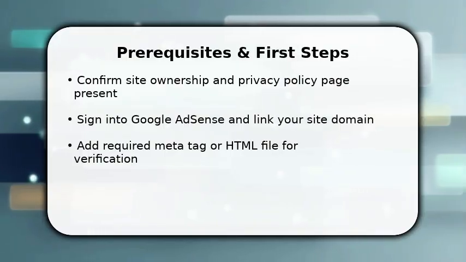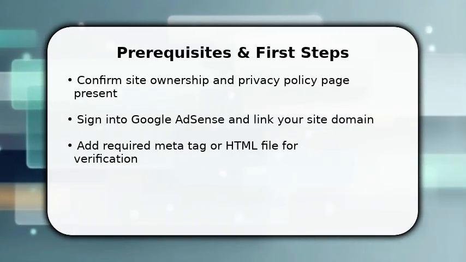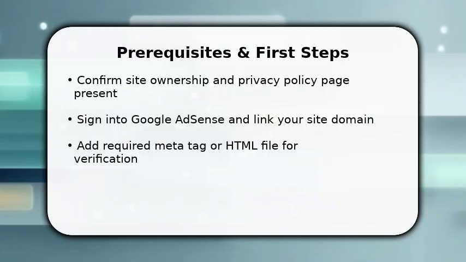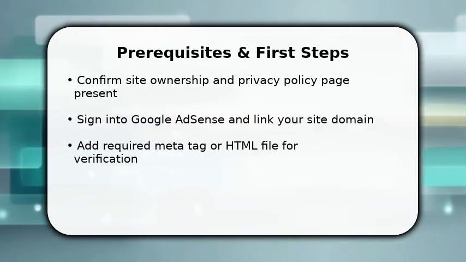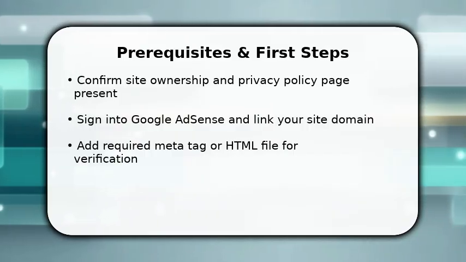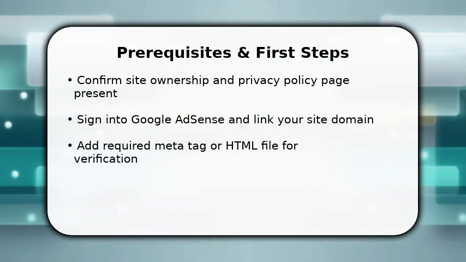You'll start by proving ownership and meeting basic policies. This is why you add a privacy page and confirm ownership in Search Console. Once verified, sign into Google AdSense and submit your site domain so AdSense can review. Make sure to copy the verification meta tag or upload the HTML file AdSense gives you, and then return to the AdSense console to complete verification. These first actions unlock ad code generation and the review process that follows.